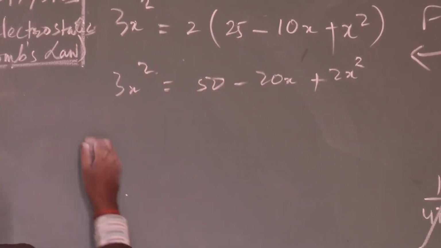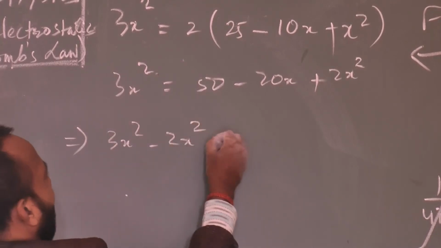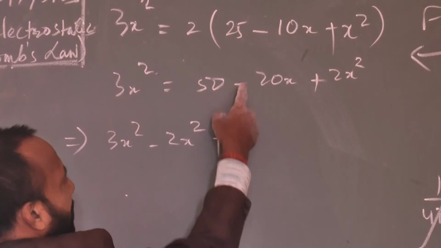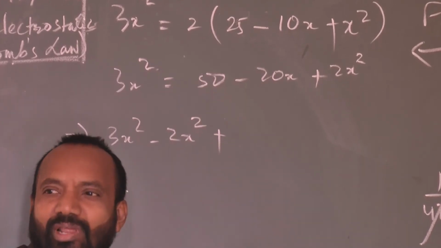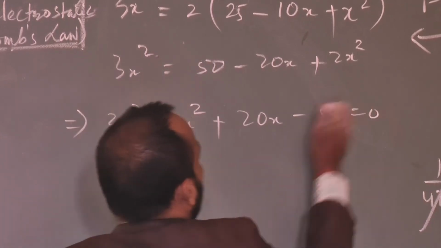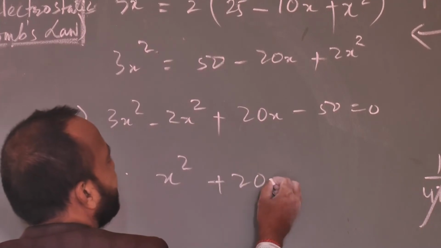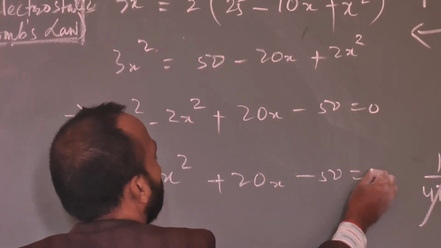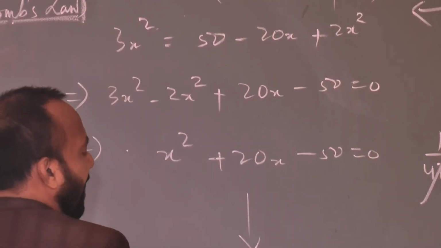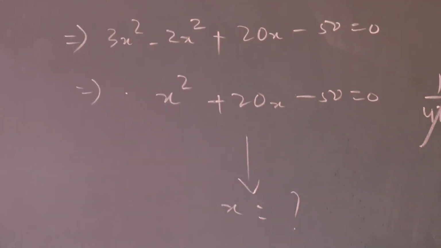Again, interchanging sides, I will get 3x square minus 2x square, and the minus 20x will go to the left side, so it will be plus 20x minus 50 equals 0. Now I will get a quadratic equation, x square plus 20x minus 50 is equal to 0. So here I will get the value of x.